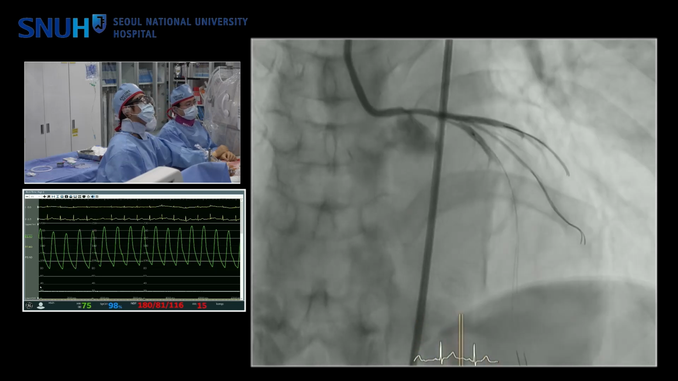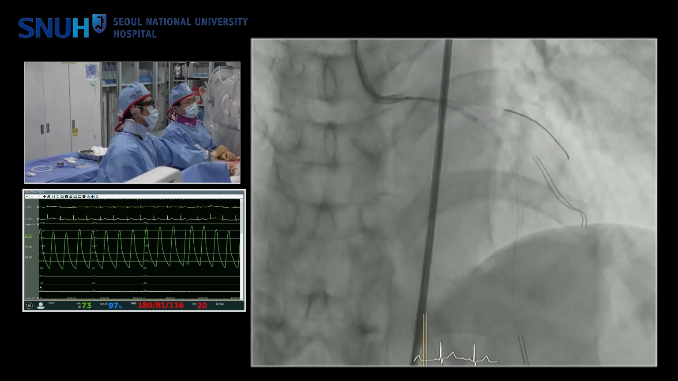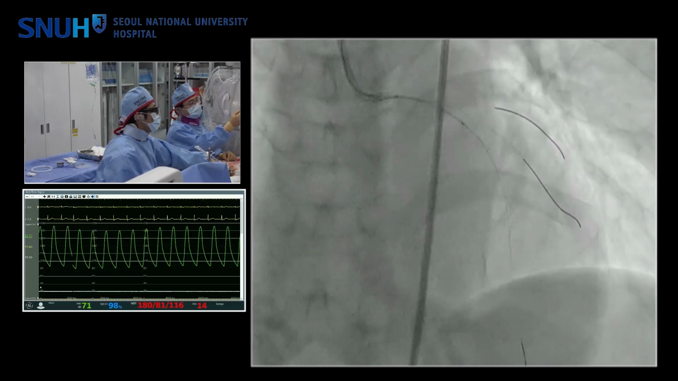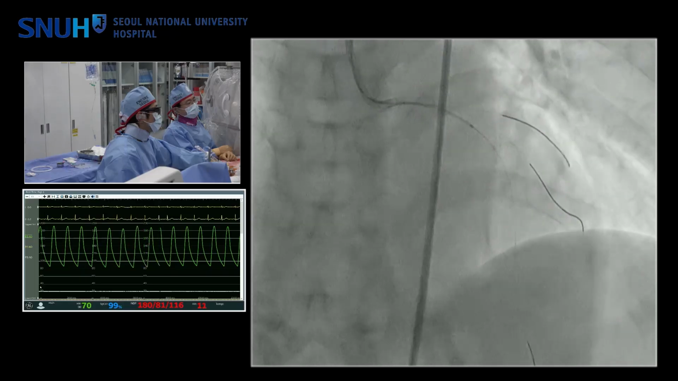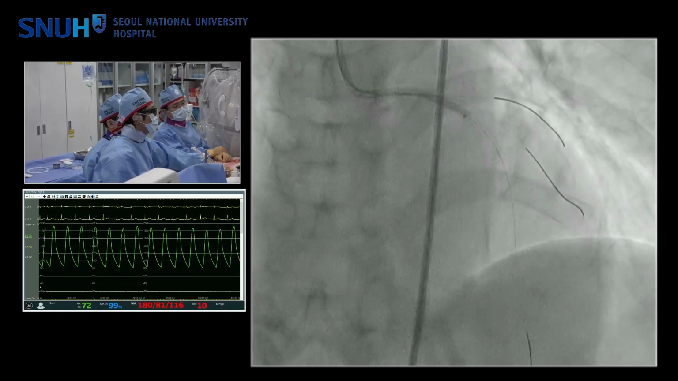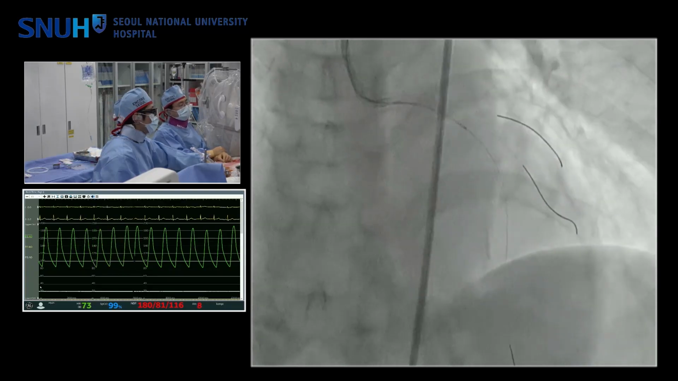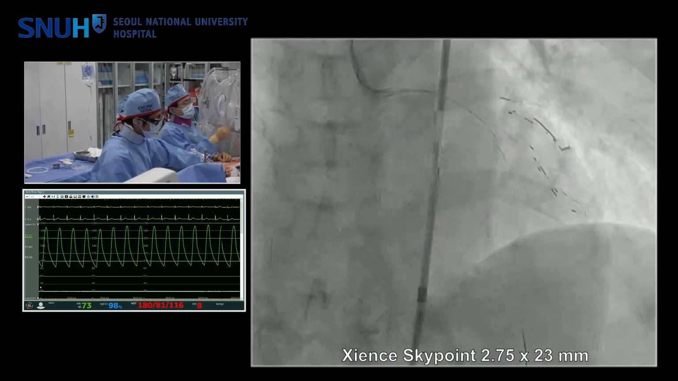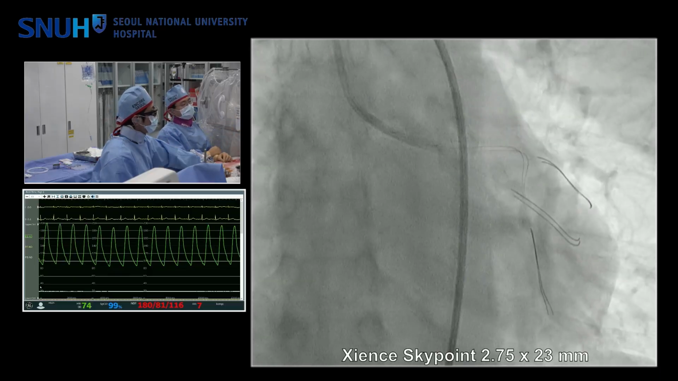So this is the stent, right? Okay, so the stent edge is right on the balloon marker. Slowly inflated the balloon. What is the stent balloon size? 2.75 by 23, of course, with 18 atmospheres at this segment, and withdraw the stent balloon only to the left main for POT.